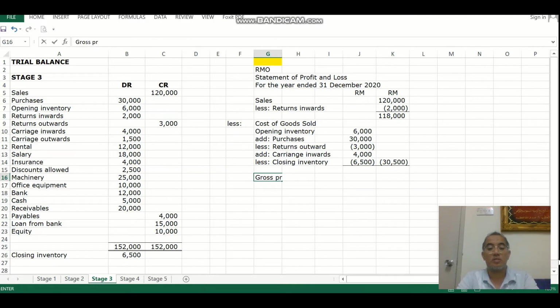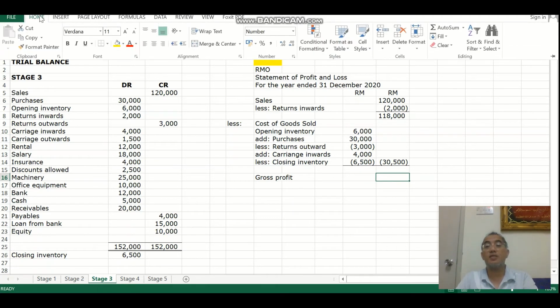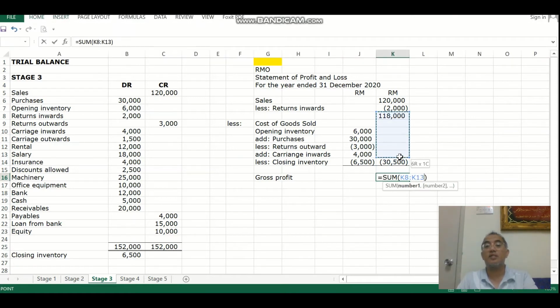Okay, so this is my gross profit. Gross profit is the sales minus your cost of goods sold. So it's 118,000 minus 30,500. So you have 87,500. So that is your gross profit.